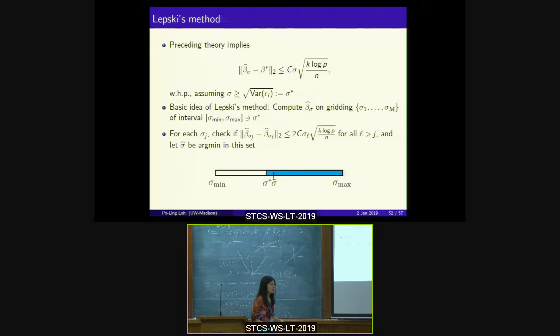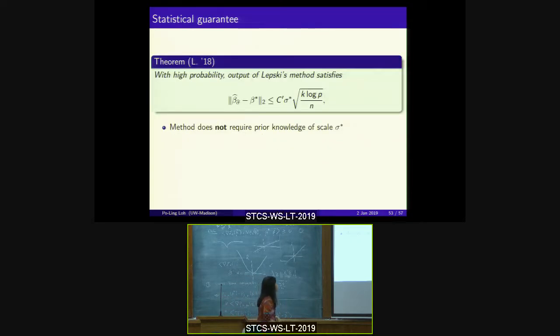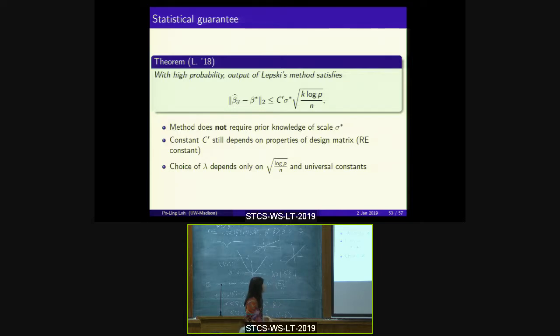Right, if your sigma max is smaller than sigma star, maybe there's a problem. So basically you want some interval that will contain sigma star, and then you do it geometrically. Okay. Great. So then this thing works.